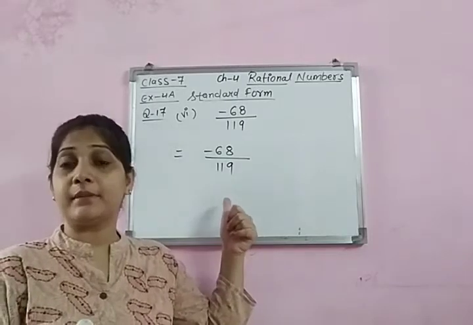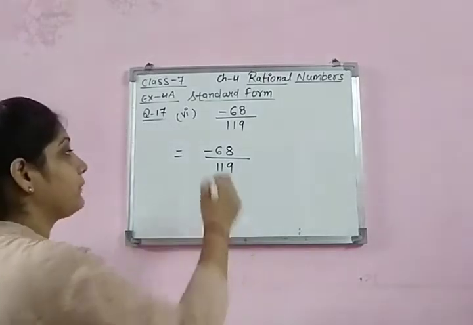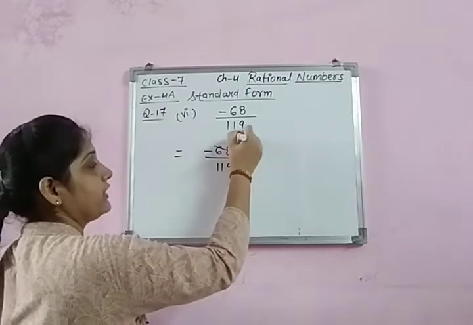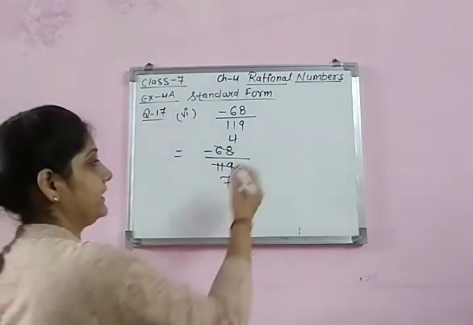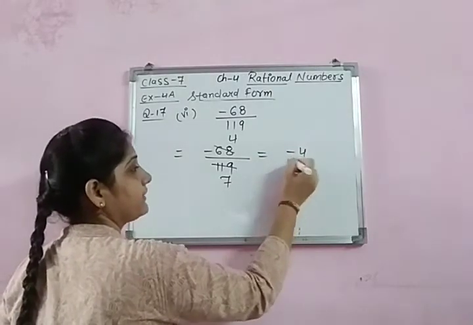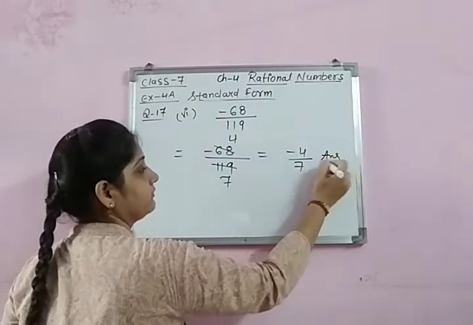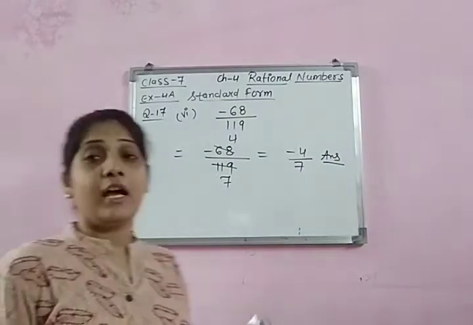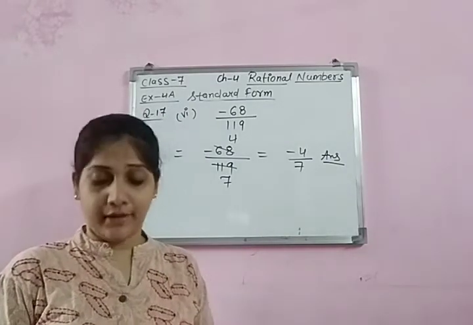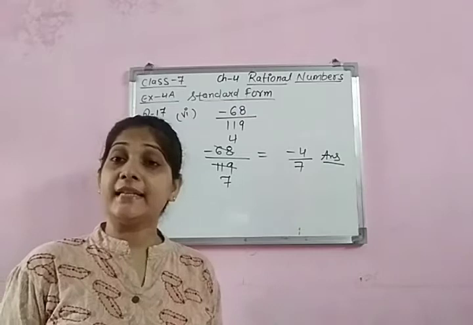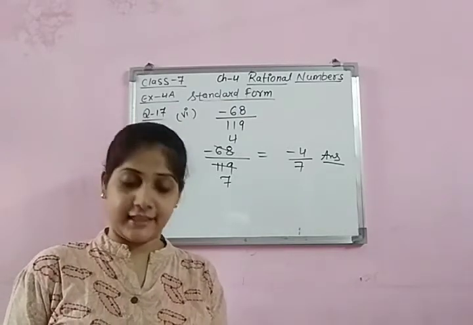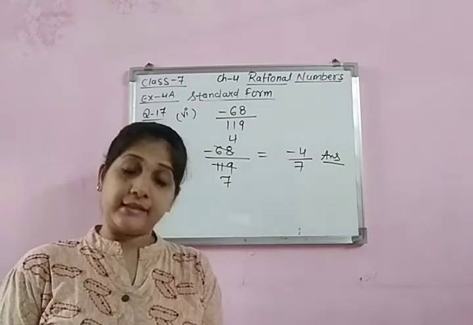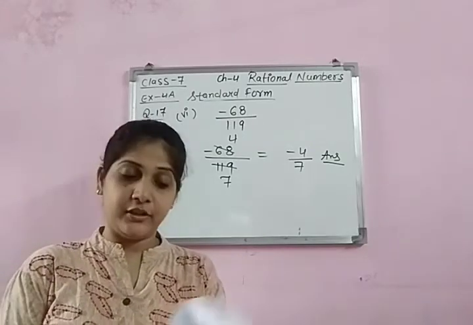This is possible by 17 only, so I am doing it by 17. 17 4s are 68 and 17 7s are 119. I got -4 by 7. I hope that the thing is clear to everyone. So in this way we can convert a rational number into its standard form. Exercise 4A is completed with this topic.